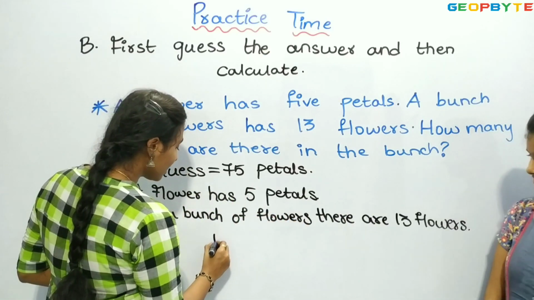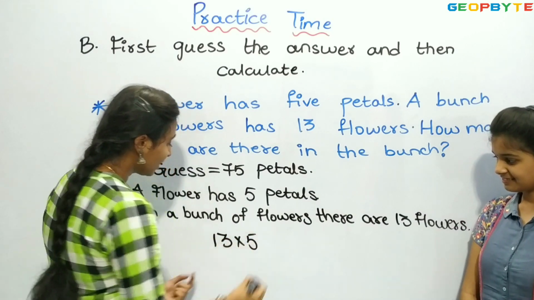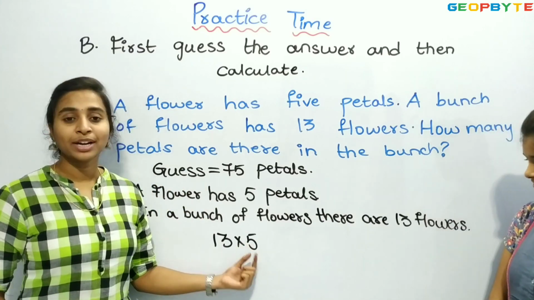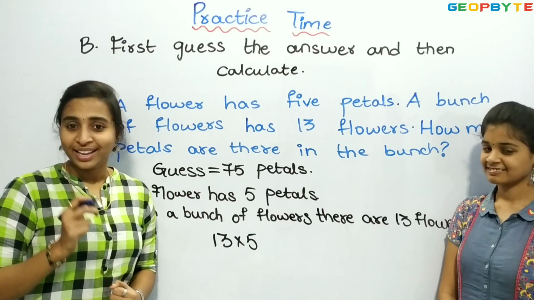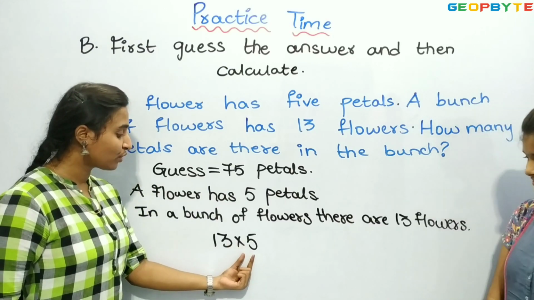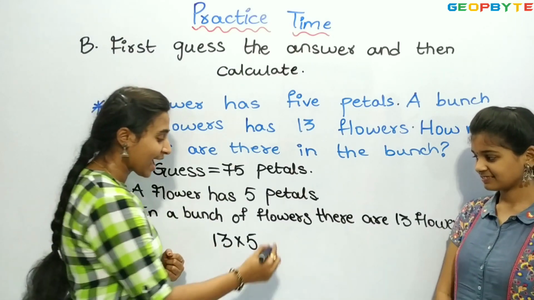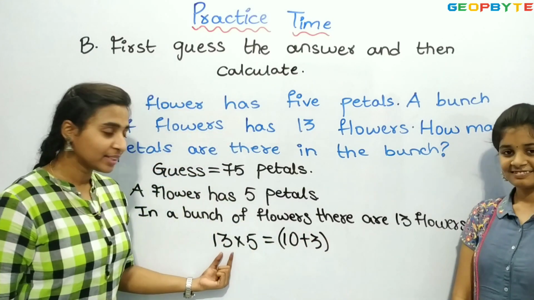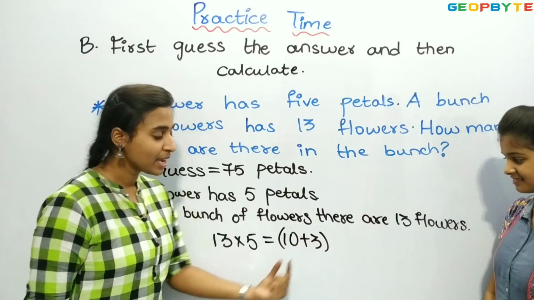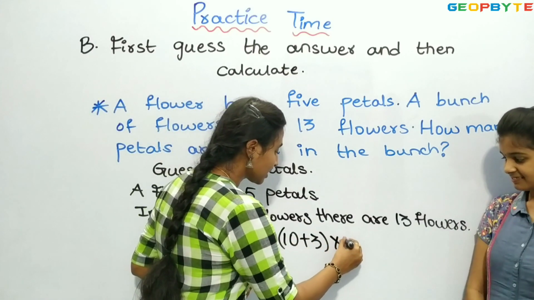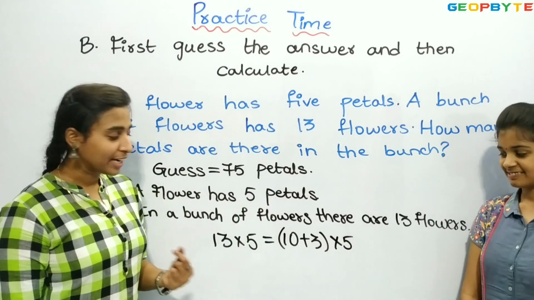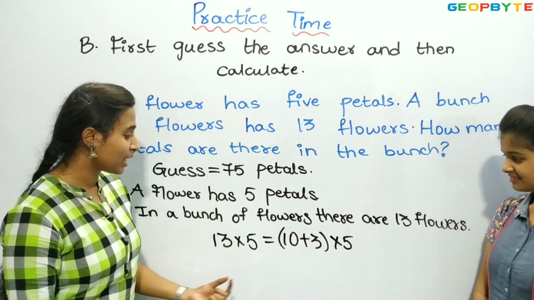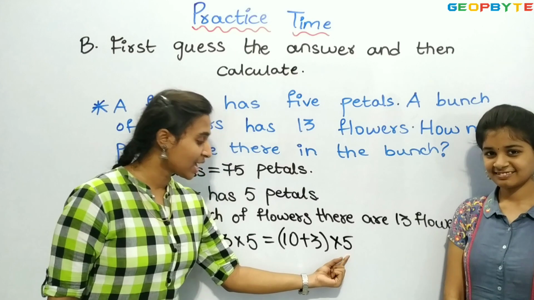Right? Children, see, 13 into 5. 13 is nothing but 13 flowers in the bunch and 5 is nothing but 5 petals for each flower. So, 13 into 5, let us split 13 as 10 plus 3. Children, 13 is split as 10 plus 3 and we have into 5. Now we need to multiply 10 with 5 and 3 with 5. First let us multiply 10 with 5. 10 5s are 50.